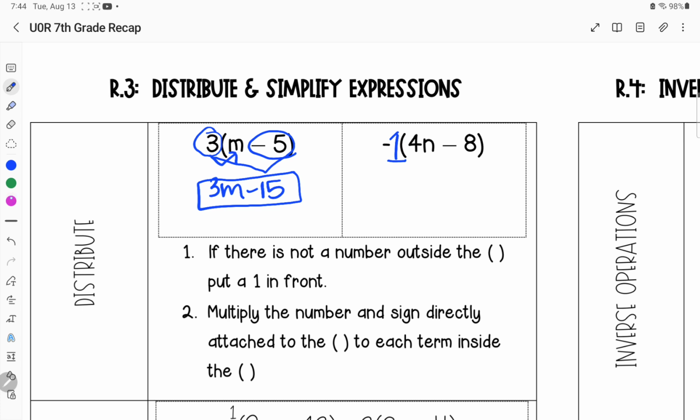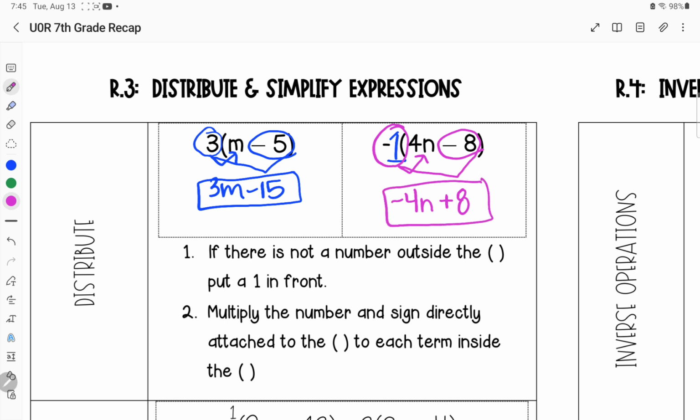Same thing here. We're going to take this number on the outside and multiply it to each term on the inside. So negative 1 times 4 is negative 4n. Then I'm going to take that same number on the outside and times it by this. So negative 1 times negative 8. 1 times 8 is 8. Since they both are negative, it becomes positive.